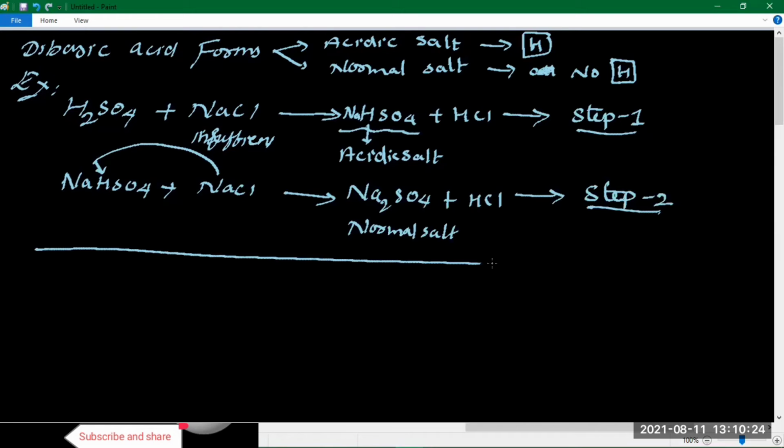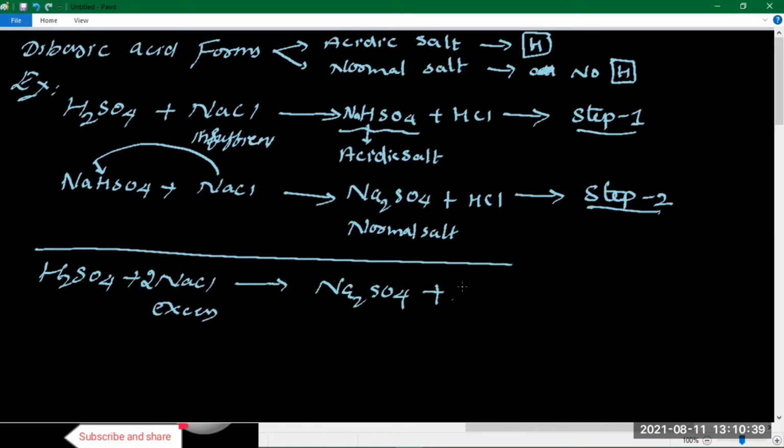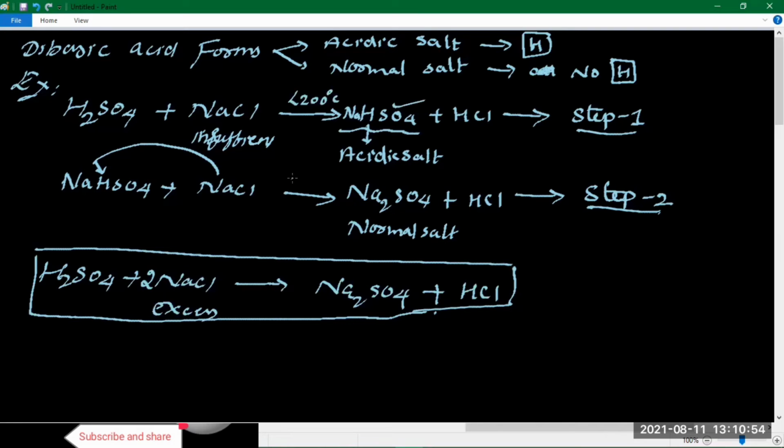So overall reaction, if you want me to write, when H2SO4 is treated with excess of NaCl, that means 2 molecules of NaCl, then finally we'll get Na2SO4 plus HCl. But here you should remember that we are going to maintain the temperature conditions. When you maintain below 200 degrees centigrade, we'll get acidic salt. When you maintain above 200 degrees centigrade, we'll get normal salt directly.